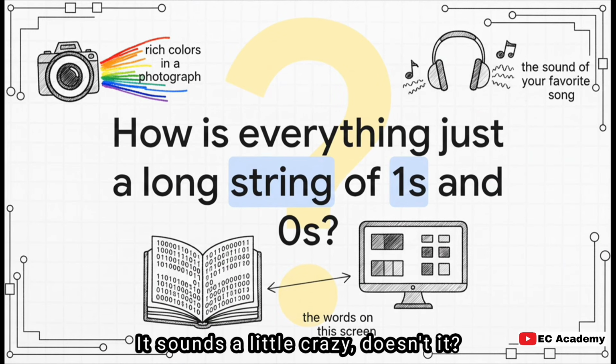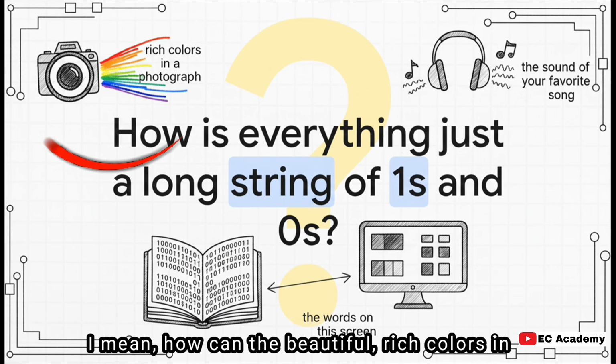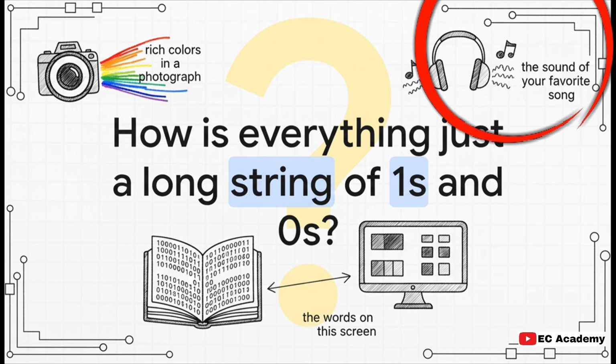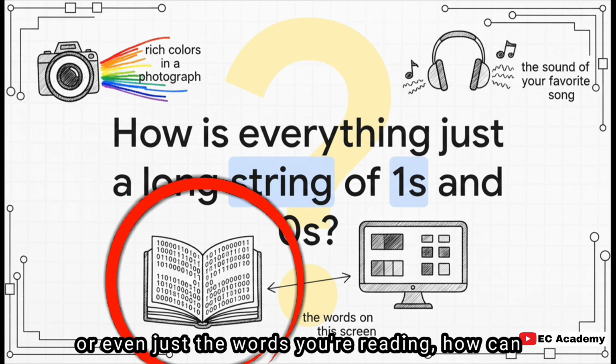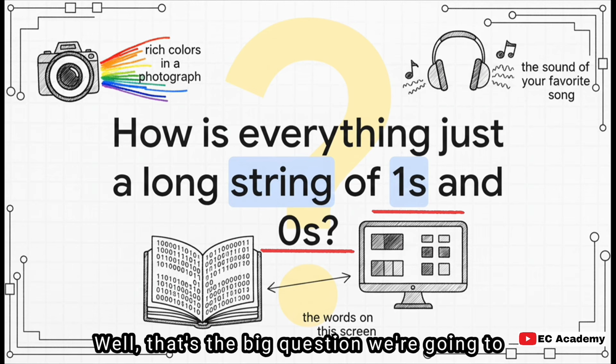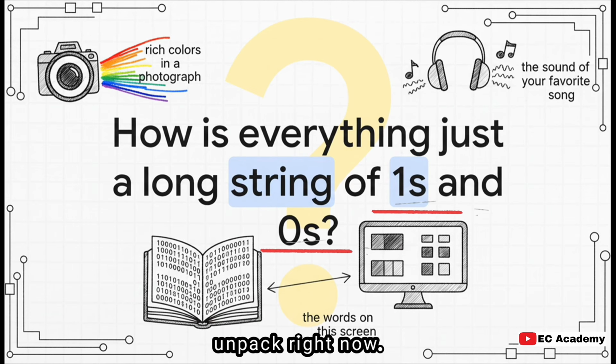It sounds a little crazy, doesn't it? I mean, how can the beautiful, rich colors in a photograph, or the sound of your favorite song, or even just the words you're reading, how can all of that be built from something so basic? Well, that's the big question we're going to unpack right now.